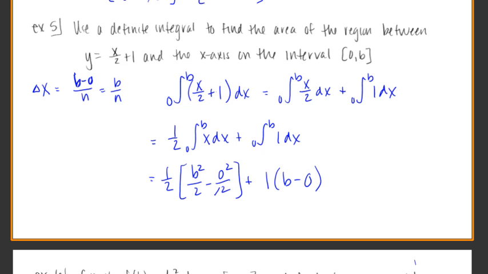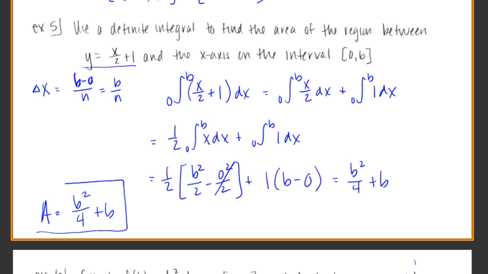Further cleaning this up, we have b squared over 4 plus b. So what we have just found is the area under the curve for this equation over the interval from 0 to b, which can be represented by b squared over 4 plus b. All you have to do is have somebody tell you the upper limit. Let's say we take the area from 0 to 9. All we have to do is plug in 9. So we get 81 over 4 plus 9, and right away you already know the area. So this is just a general formula. As soon as you find the upper bound, you're good to go.